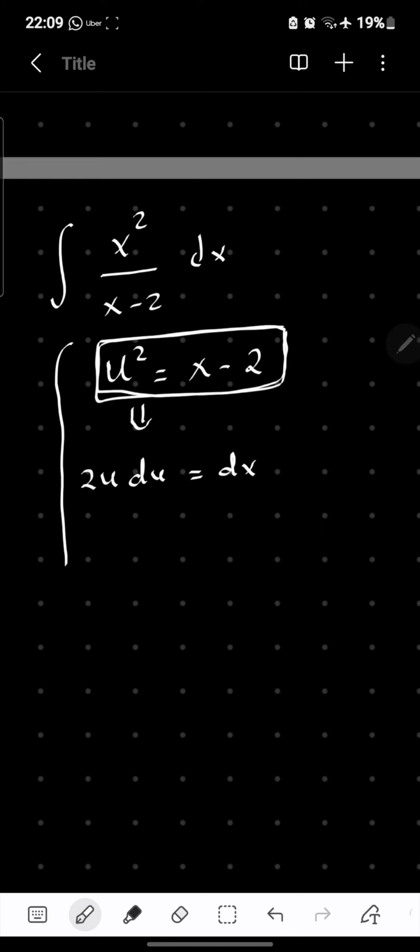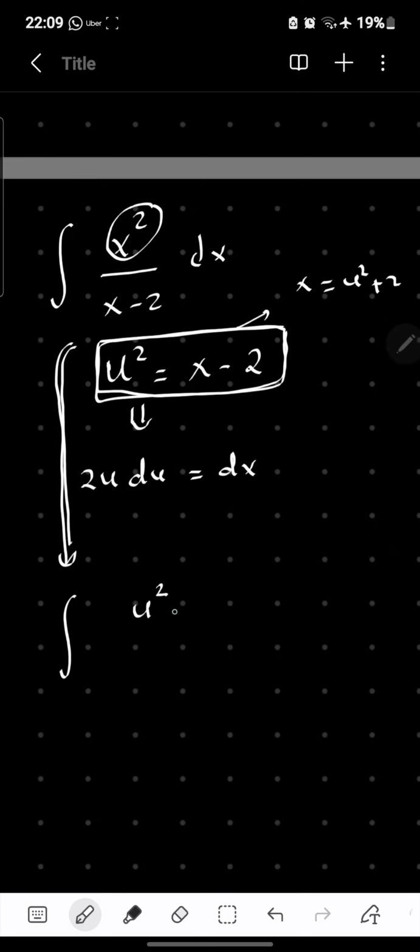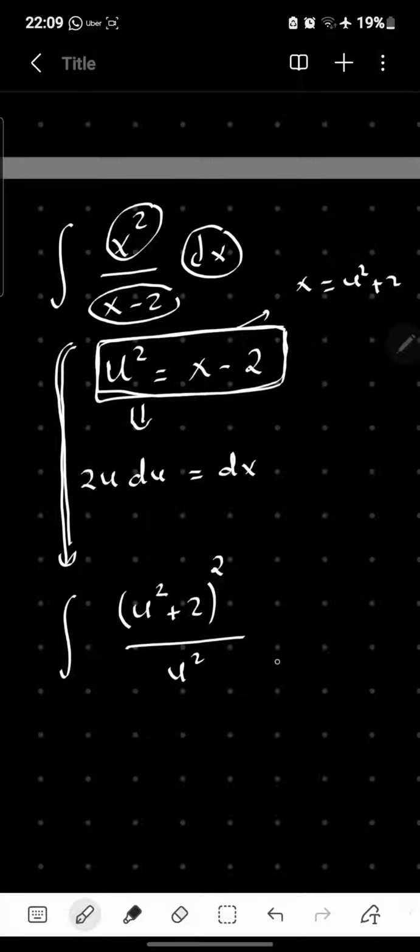Now let's write our integral in its new form. x squared, from where can we get x squared? From here. x is equal u squared plus 2. So x squared will be (u^2 + 2)^2 over the square root of x minus 2, which is u, and dx will be 2u du. So we have written the integral in terms of u instead of x.